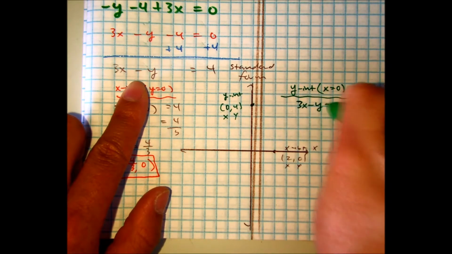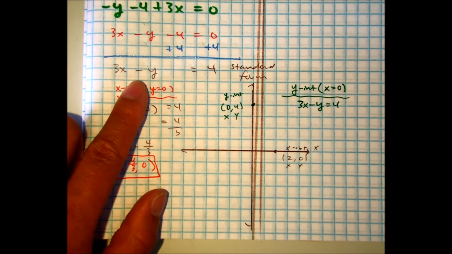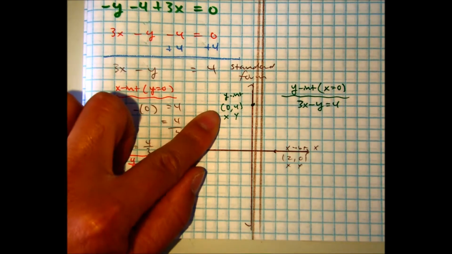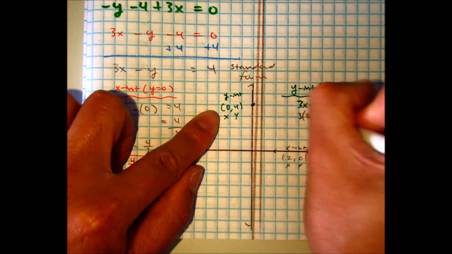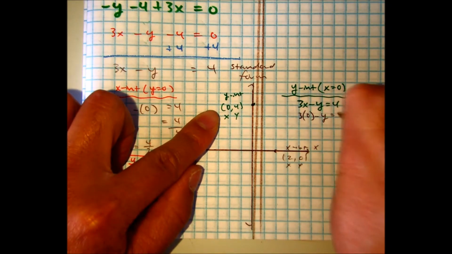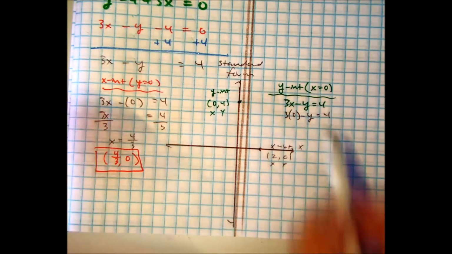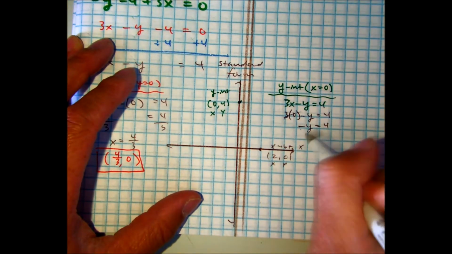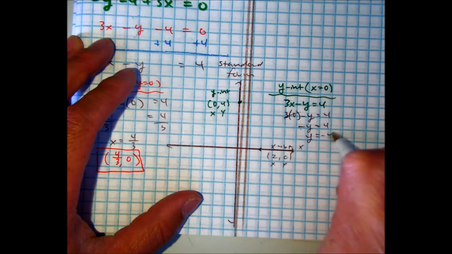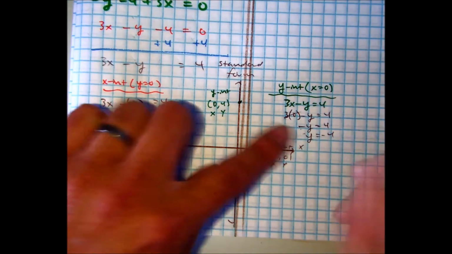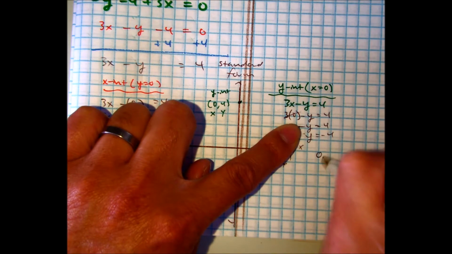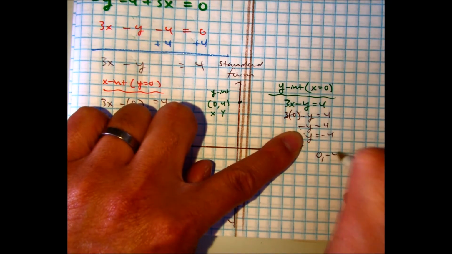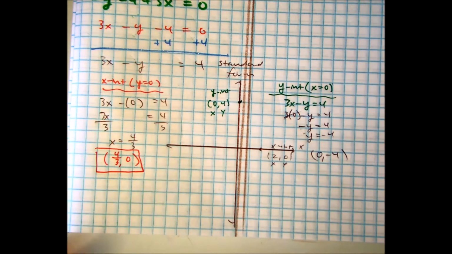3x minus y equals 4. I'm going to make the x value 0. Well, now I'm just going to get that equals 0, so I have negative y equals 4, divided by negative 1 on both sides, y equals negative 4. I have an x value that's 0, and a y value that's negative 4.